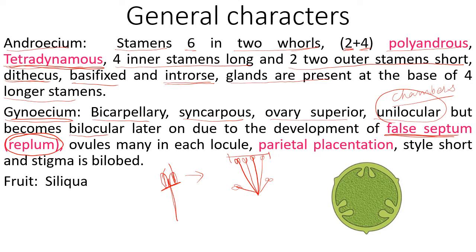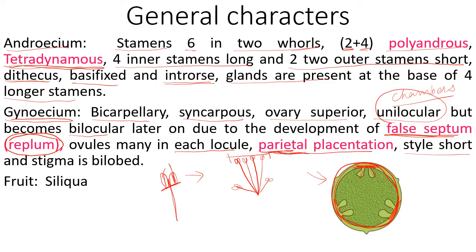Ovules many in each locule. Parietal placentation. Here parietal placentation can be seen. This is the peripheral part of the ovary, and the ovules are attached to the periphery of the ovary, so this is called parietal placentation. This diagram is not of this family, but it truly represents the concept of parietal placentation.